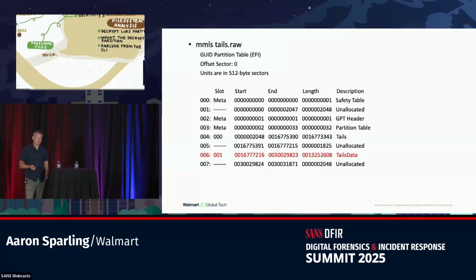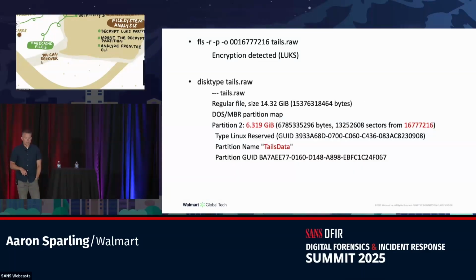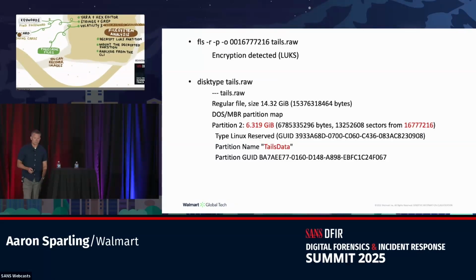So here I'm just running the mmls command, the Sleuth Kit command, to get an idea of where my Tails volume sits, because I need a couple numbers in here. And I want to see what I'm dealing with at that offset. I'm dealing with an encrypted, LUKS encrypted drive. So that's kind of a bummer.